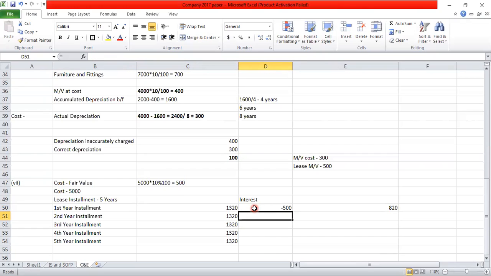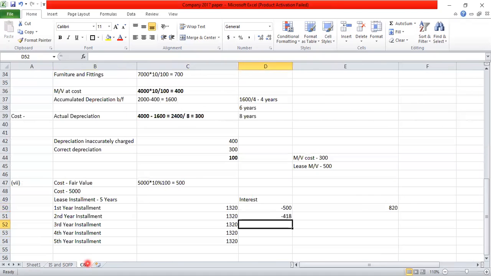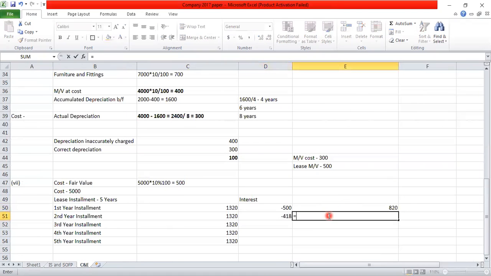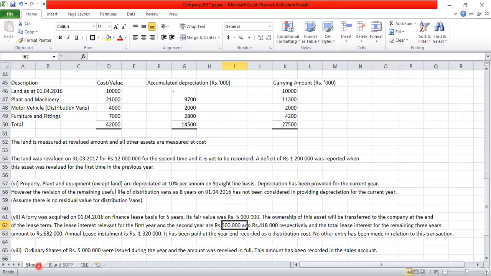So in the second year, they are saying we are having an interest of 418. And in the question they have said that 418 is the amount of money which we need to pay. So I'll deduct 418 from 1320. So I'll get 902. Then on the third adjustment, what is the third adjustment they have given?